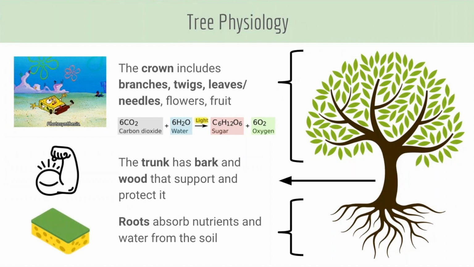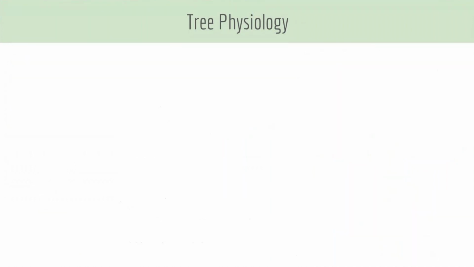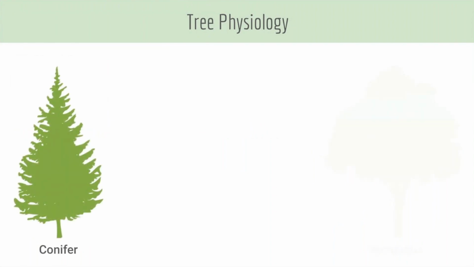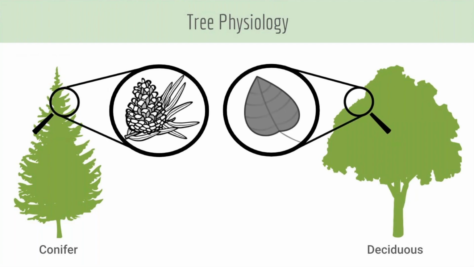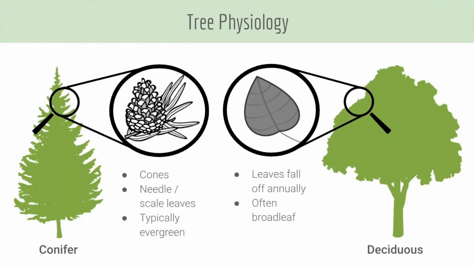So beyond the different parts of a tree, we also have two main groups that they fall into: conifers and deciduous. So conifers are defined as trees that bear cones, while deciduous are trees that lose their leaves every year. Other characteristics include needle or scale-like leaves that typically stay on year-round. This is why conifers are also called evergreen trees. On the other hand, deciduous trees have flat or wide leaves, and this is why they're often called broadleaf trees.